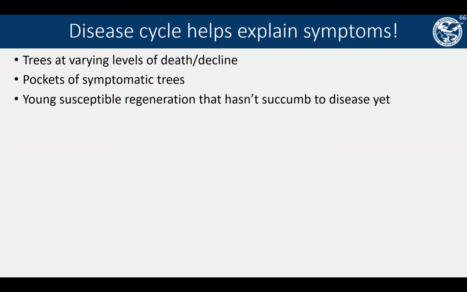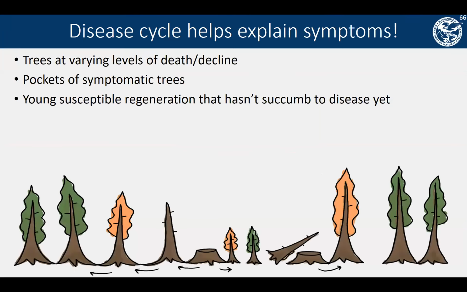And knowing these disease cycles will help with management decisions you'll talk about tomorrow, but it will also help you remember the symptoms we talked about yesterday. It explains why trees at varying levels of death and decline are found in root disease areas because this fungus moves so slowly from one tree to the next. It also explains why you see this clustering as it moves across the landscape. And then it also can explain why there's young susceptible regeneration that hasn't succumbed to the disease yet.